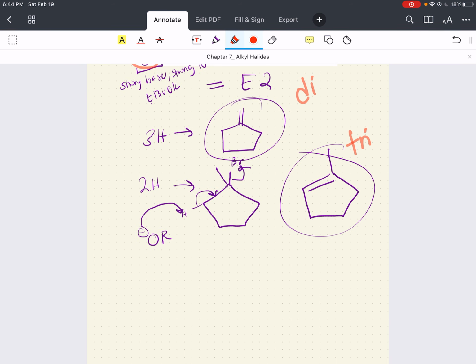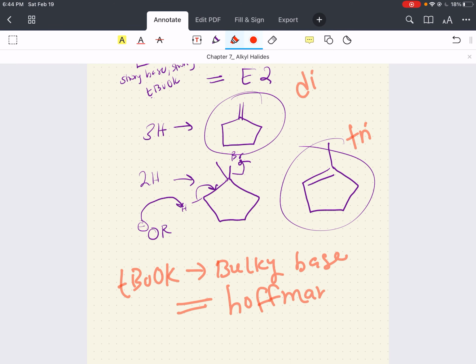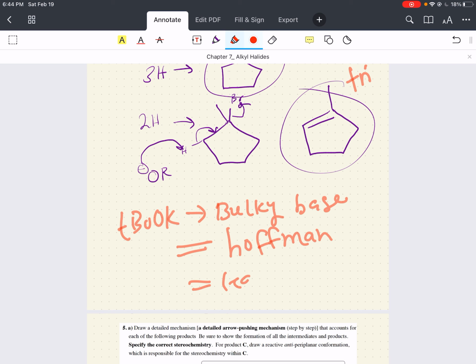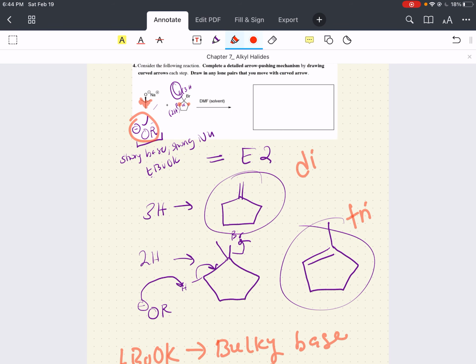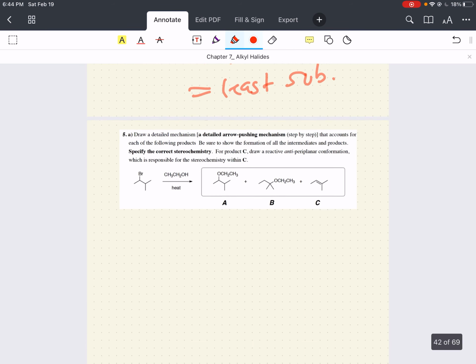Now, in order to say what our major product is, we're going to have to look at our base. Our base is tert-butoxide. This is a very bulky base. If you have a bulky base, your preferred product is your Hofmann product. What is a Hofmann product? It's your least substituted product. That means our di-substituted product, which is our least substituted product here, is our major product. It all depends on what our base is. A bulky base prefers the least substituted product; a non-bulky base prefers the more substituted product.